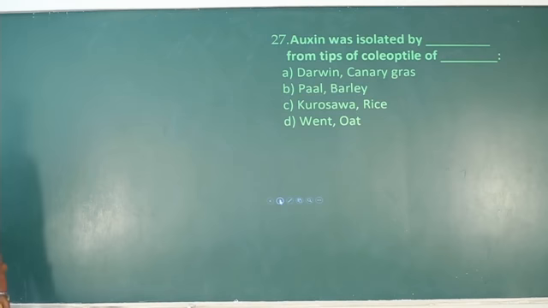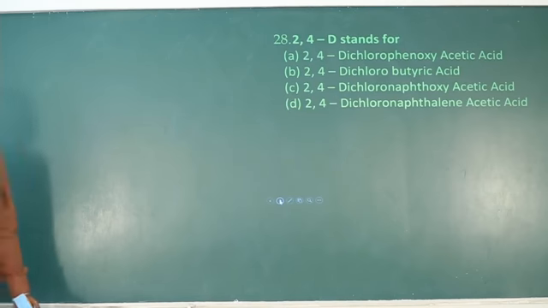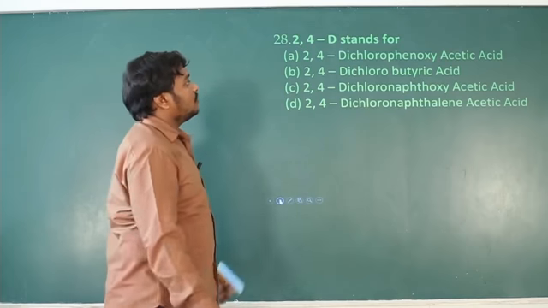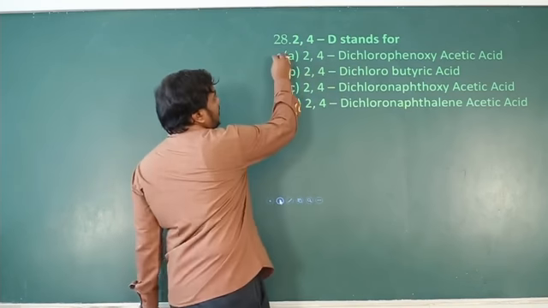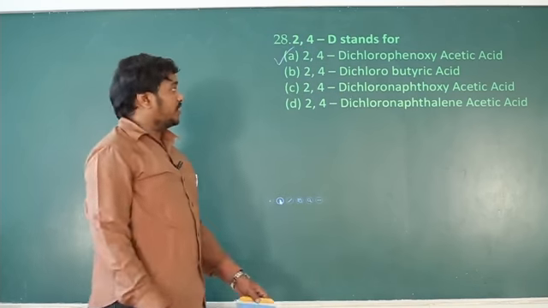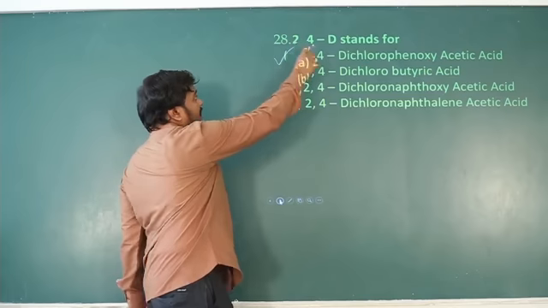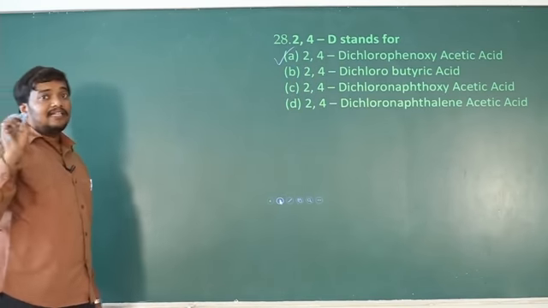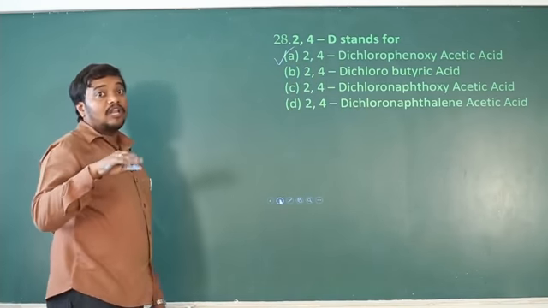So next question, number 28. So 2,4-D stands for 2,4-dichlorophenoxyacetic acid. So this is the short form, 2,4-D. So remember 2,4-D is a synthetic one. It is a synthetic auxin, it can be synthesized artificially, and it can kill the dicot weeds in lawn.